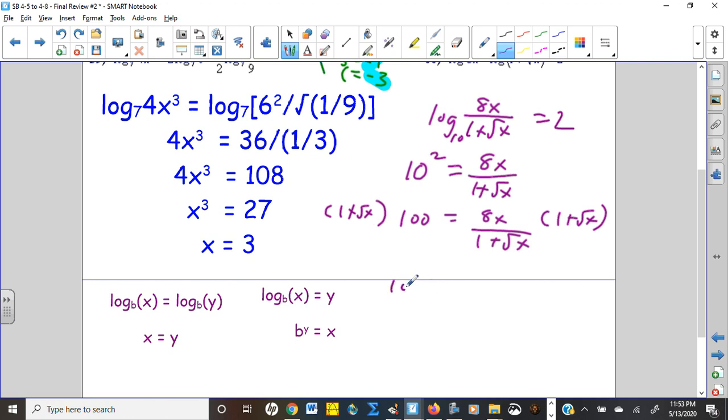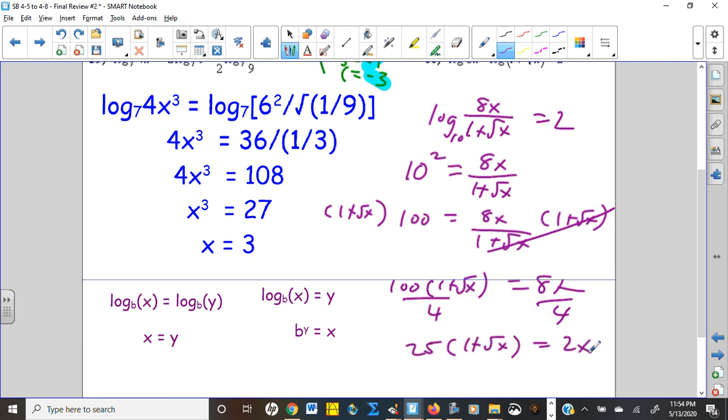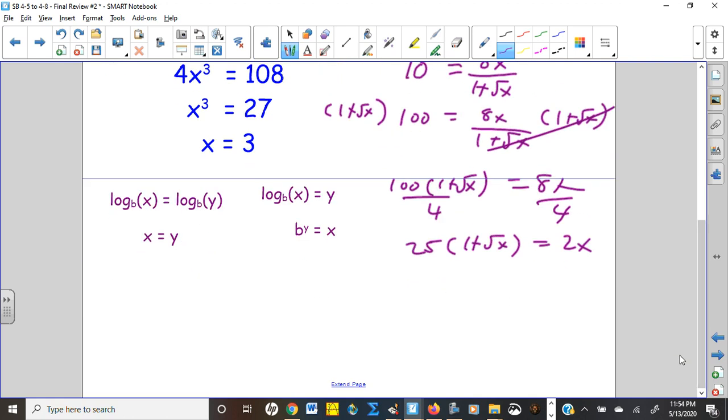So we would get 100 times 1 plus root x is equal to 8x after these guys canceled. 8 doesn't go into 100, but 4 does. So I could cancel this by dividing by 4 and dividing by 4. Now I have 25 times 1 plus root x equals 2x. Still doesn't look like a lot of fun. I don't like the root in there for sure.